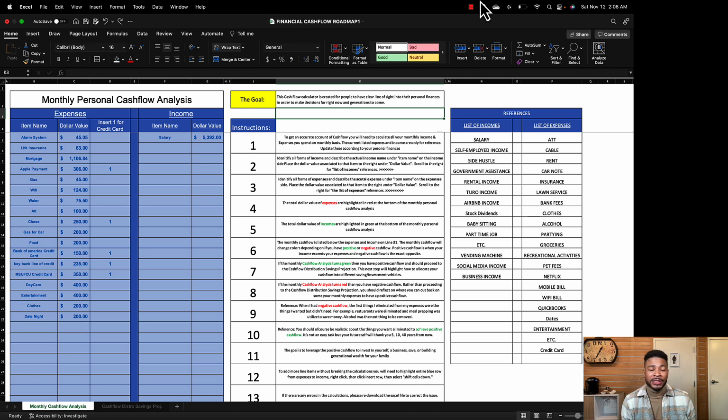For speed purposes, I have inputted the expenses and income so that we can go through this process a little bit faster. For those of you that have downloaded this tool, I appreciate you because I know how much value this will bring to your life so that you can have a clear insight into your wealth building process and your monthly cash flow.